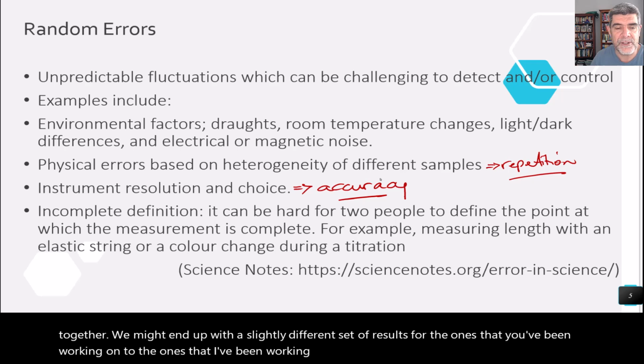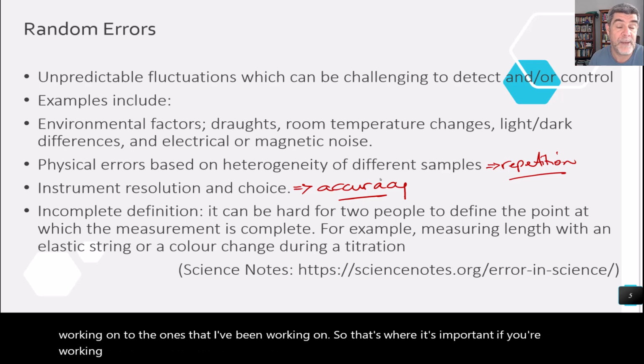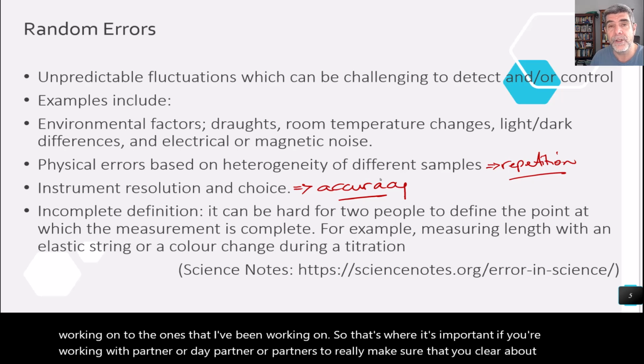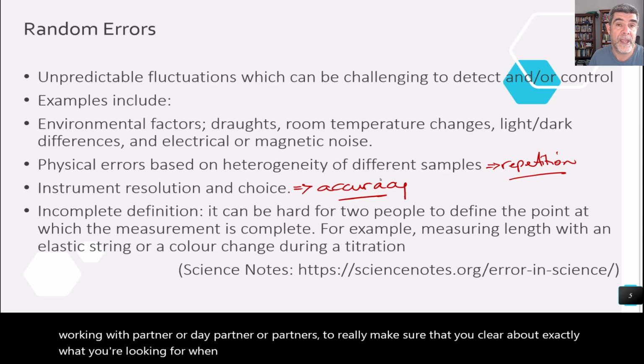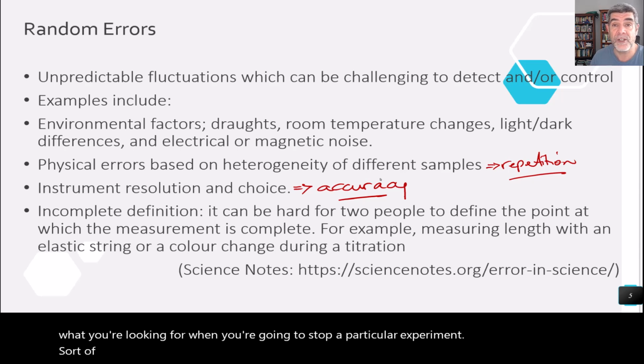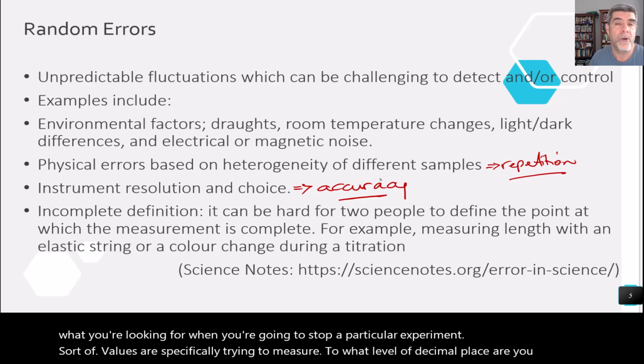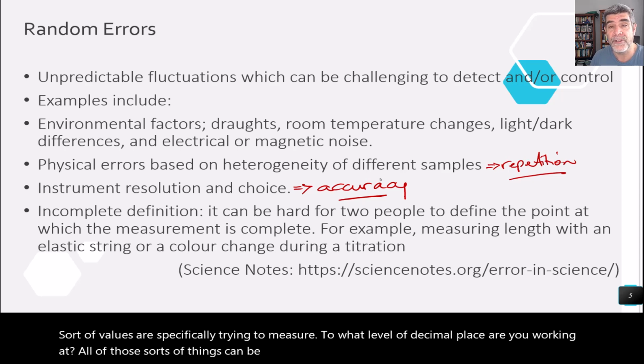So that's where it's important, if you're working with a partner or partners, to really make sure that you're clear about exactly what you're looking for, when you're going to stop a particular experiment, what sort of values you're specifically trying to measure, to what level of decimal place you are working at. All of those sorts of things can be really important and can link into this area of random error.